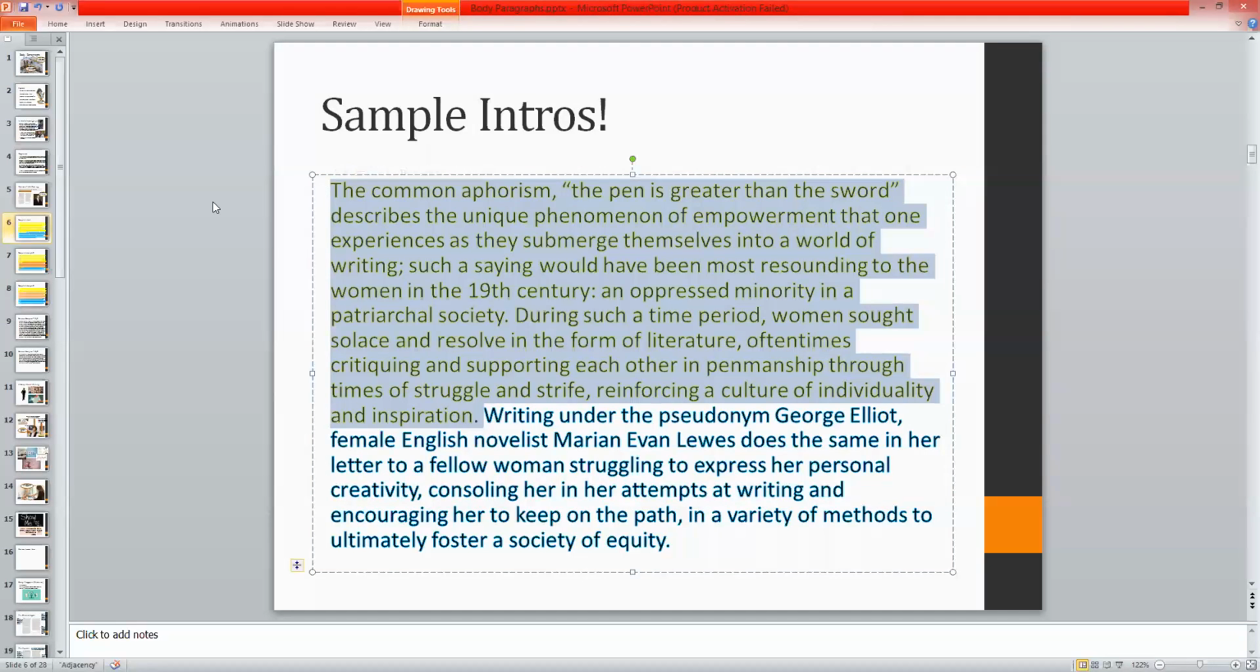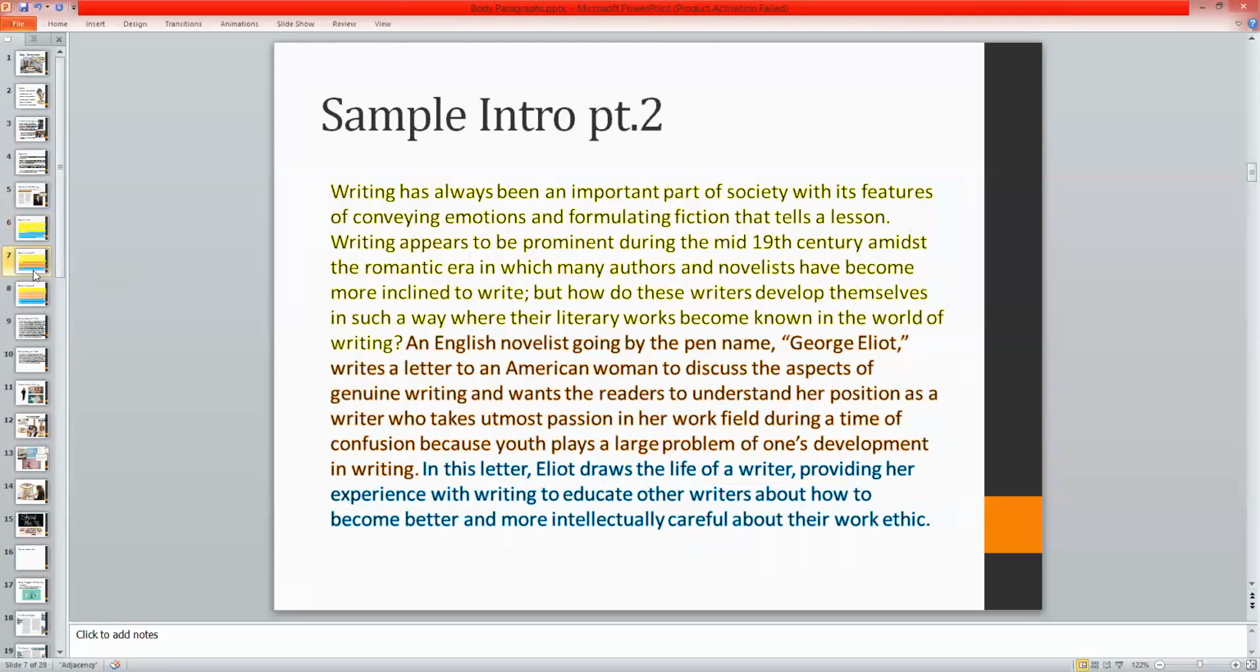Now, if you wanted some rhetorical situation, the next 2 actually provide that. So these are kind of like what we talked about last time for intro paragraphs here. They're all similar-ish, but obviously every author has their own flair. So for this one, writing has always been an important part of society with its features of conveying emotions and formulating fiction that tells a lesson. Okay, good premise.